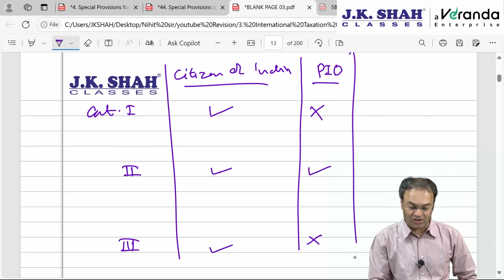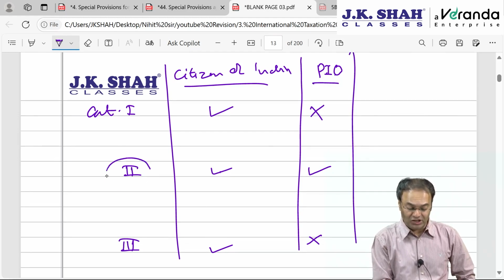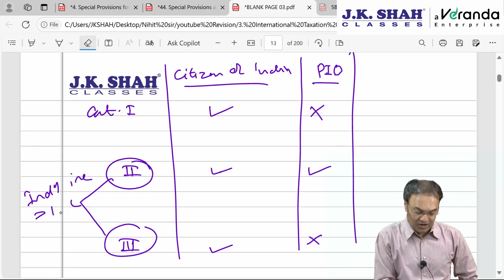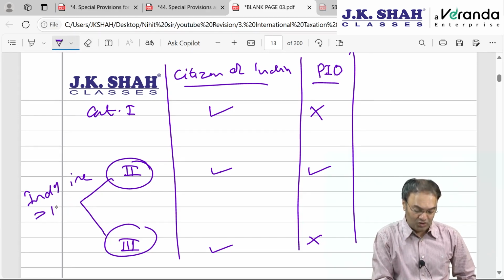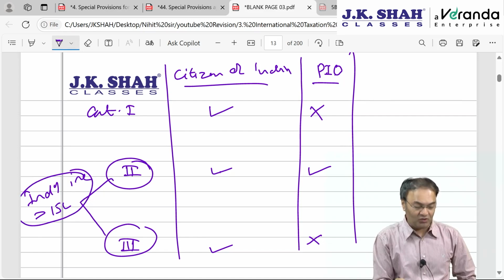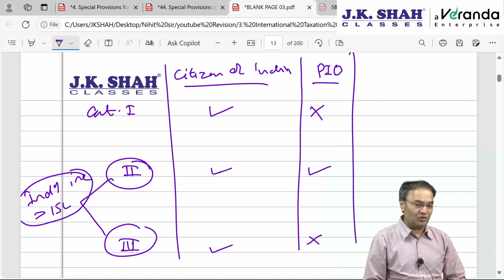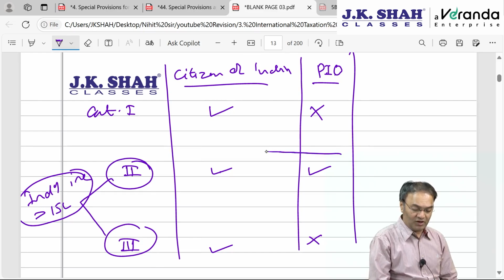Be careful about it. Secondly, when we say Indian income exceeds 15 lakhs, for these 2 points, category 2 and 3, Indian income should exceed 15 lakhs. For category 1, there is no such condition with regards to amount of income. Irrespective of the amount of Indian income, it will be like this. Are you able to follow? Here what will happen?